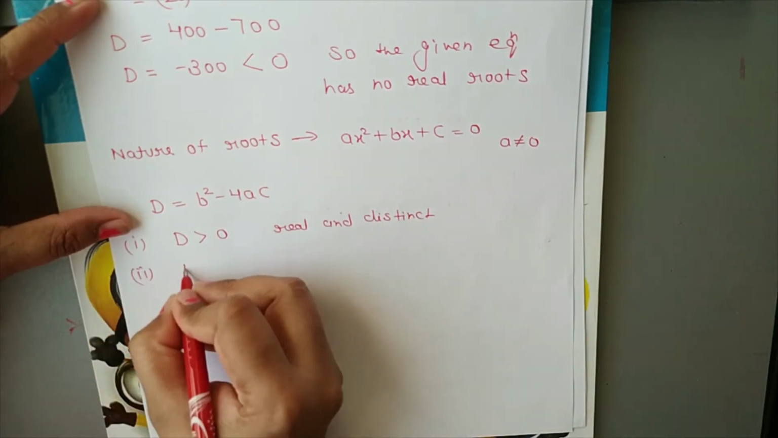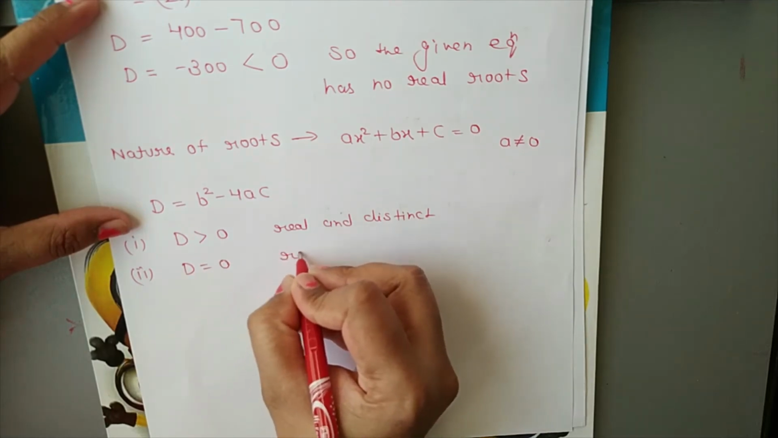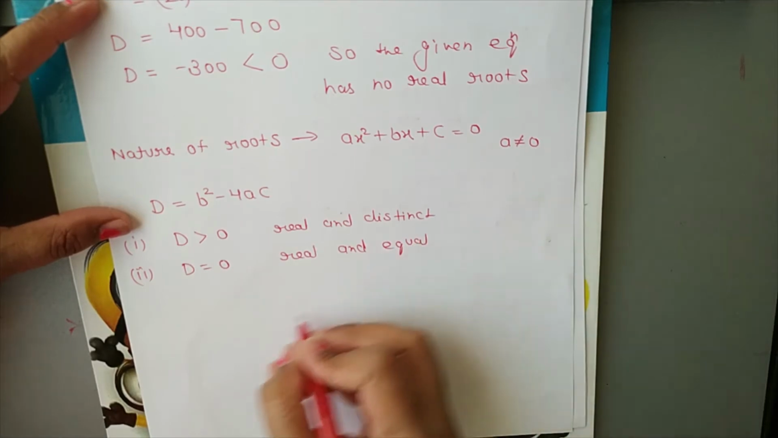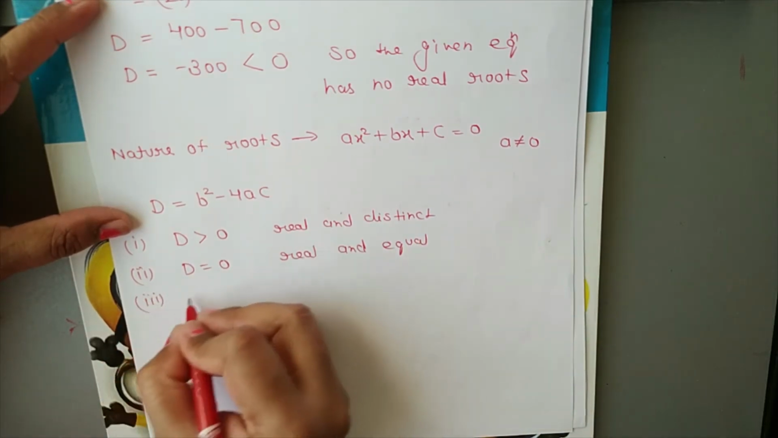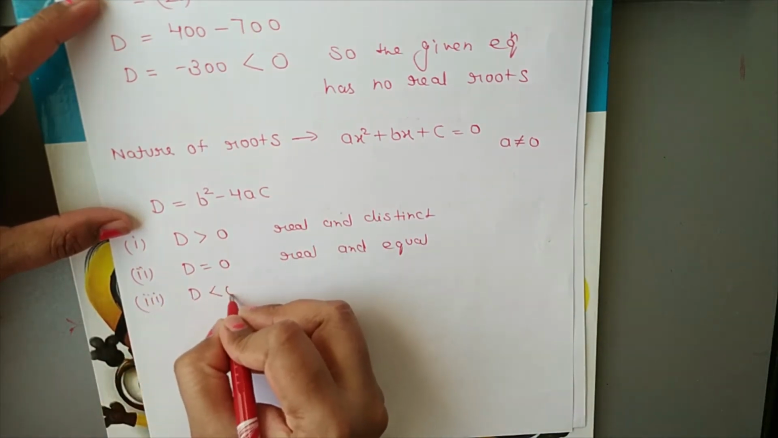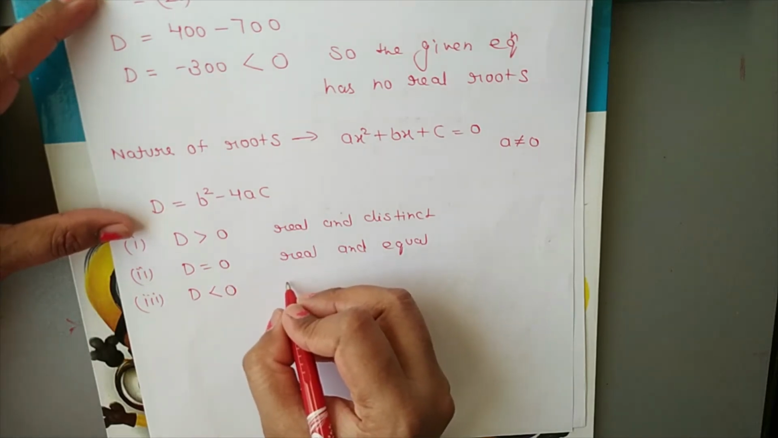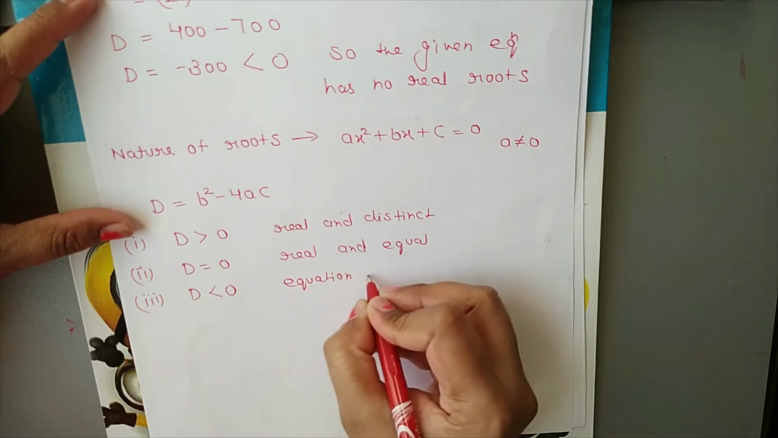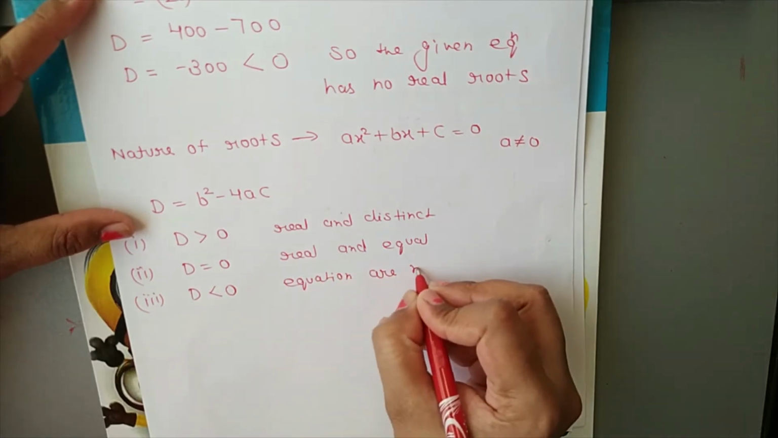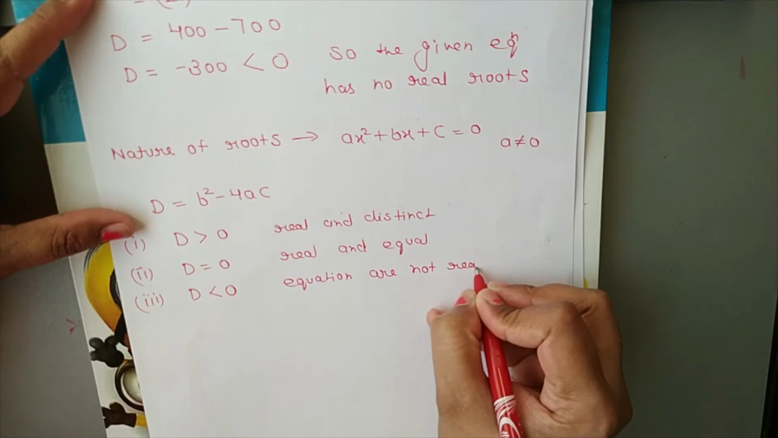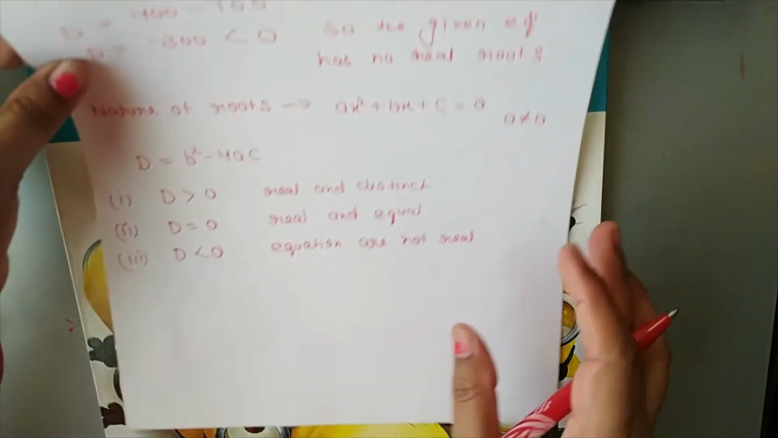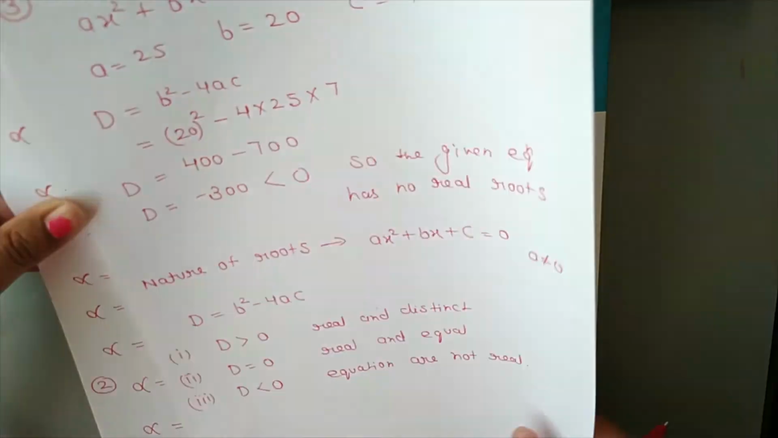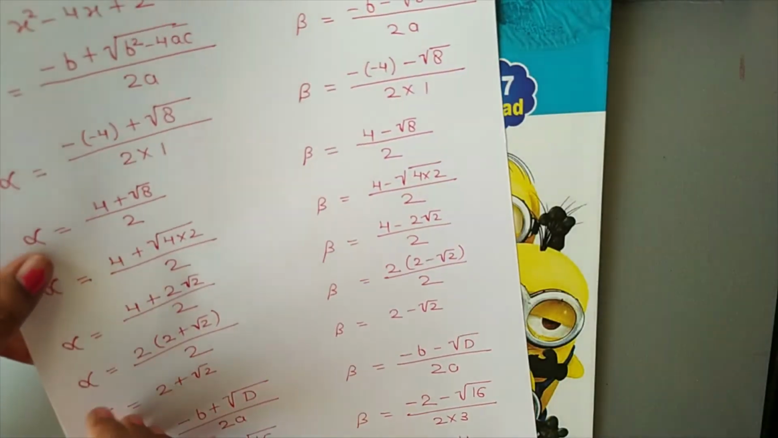If d is equal to 0, the roots are real and equal. But in the third case, if d is less than 0, the roots of the equation are not real. On the basis of this, we have to find the nature of the roots.